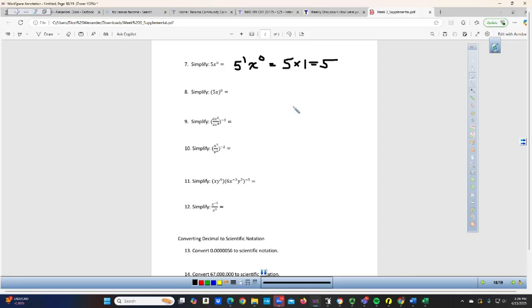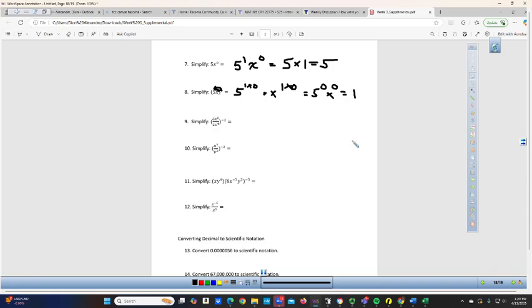Okay, and 8 differs from 6 and 7, whereas 8 is saying you need to use your power rule, power over a product rule, right? So this is like saying 5 to the power of 1 times 0 times x to the power of 1. Maybe I should use a dot so I don't look like x times x, to the power of 1 times 0, which then gives you 5 to the 0 times x to the 0, which is just 1 times 1, which then would be a solution of 1.